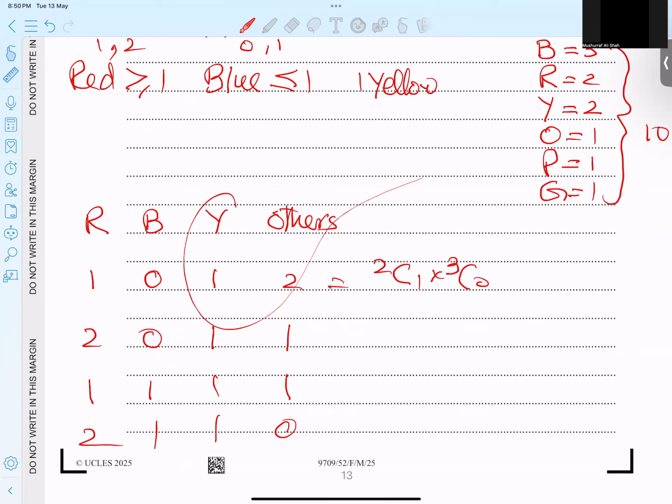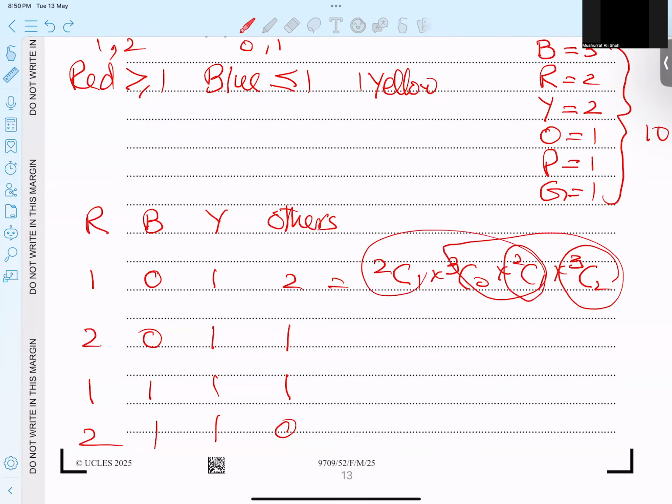Okay, from two yellow, I need one yellow. From three others, I need two, so I'm writing here 3C2. So this is a 2. Let me check. This is a 2, this is a 2 into 2 is 4, and 3C2 is 3. So 3, 6, 12. So we got 12 as the answer here.